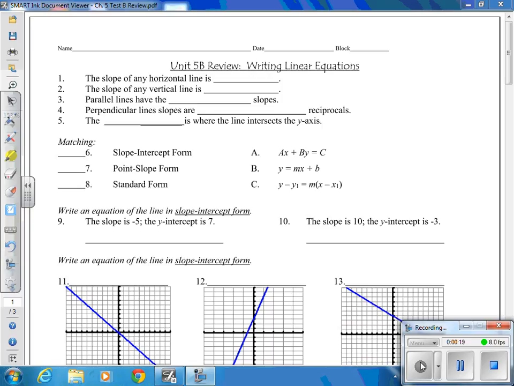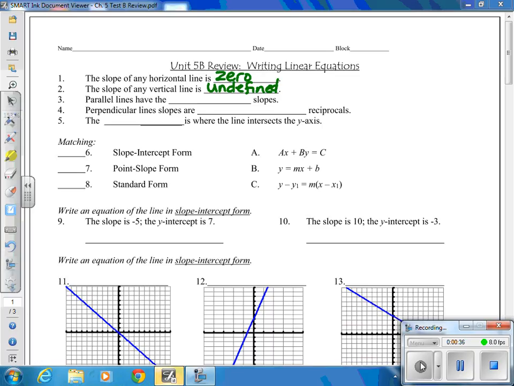For number one, the slope of any horizontal line is 0. Remember, the key to remembering this is the fact that the word horizontal has a Z in it and the word 0 starts with 0. Number two, the slope of any vertical line is going to be undefined.